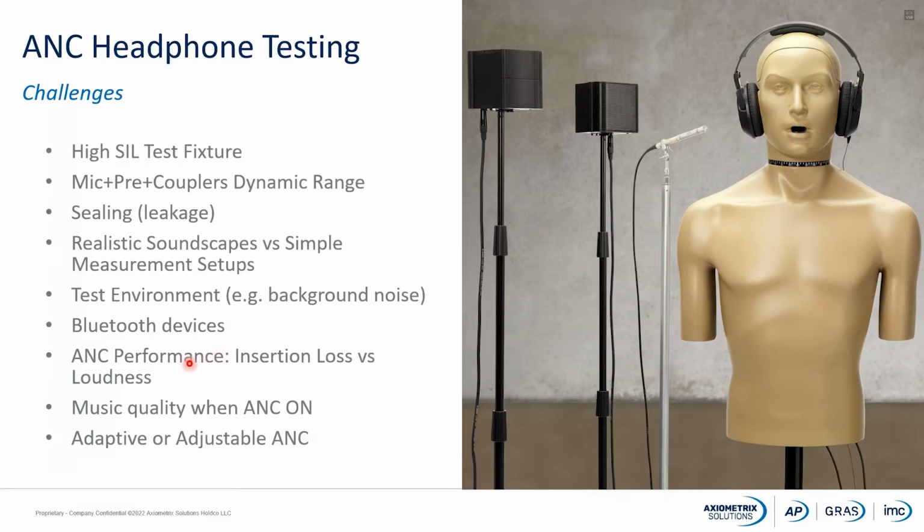ANC performance, as mentioned in the ETSI standard, can be measured in terms of insertion loss or in terms of loudness. It's not always the case that the device that performs better in the insertion loss test will be the device that performs better in the loudness test. The loudness considers the sensitivity of the human ear at different frequencies. It's a sound quality parameter. So this is something to consider as well.